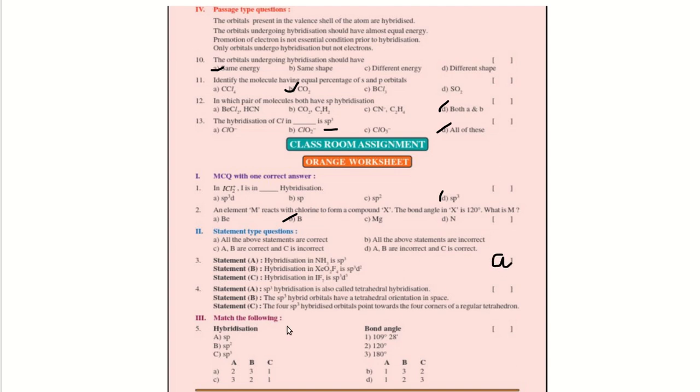And the next, looking at the statements A, B, C: sp3 hybridization is also called tetrahedral hybridization, correct, and the sp3 hybrid orbitals have tetrahedral orientation in space, that is correct. The four sp3 hybridized orbitals point towards the four corners of the regular tetrahedron, that is also correct. So all the answers are correct.